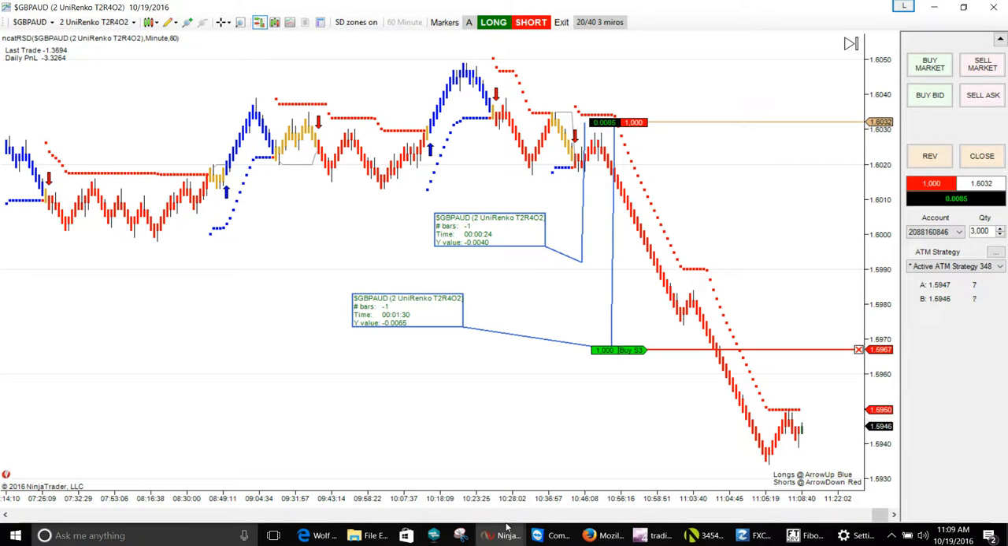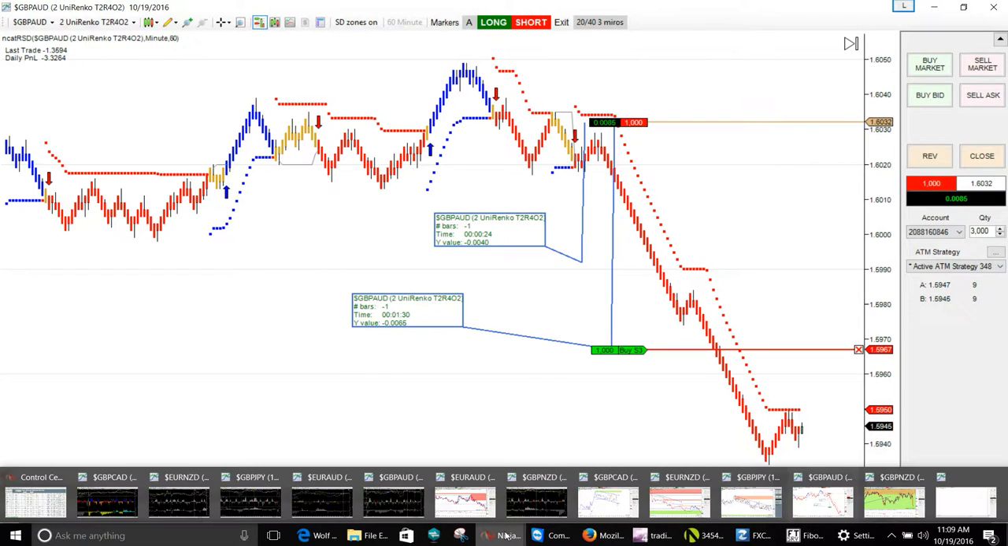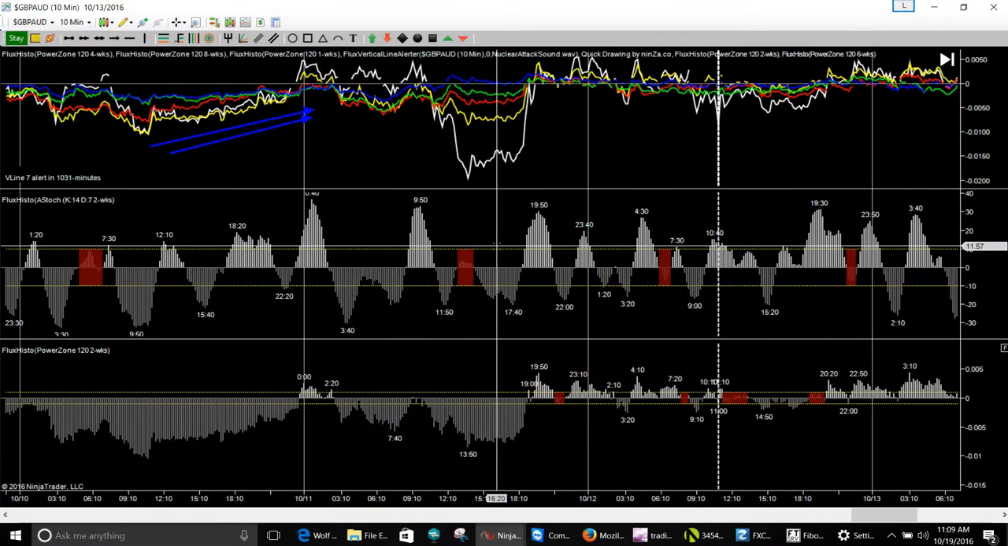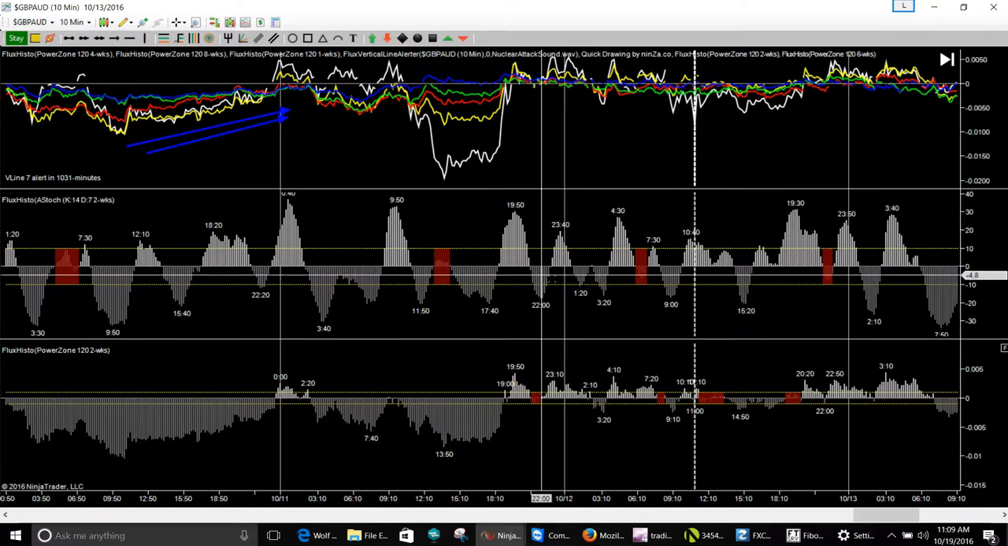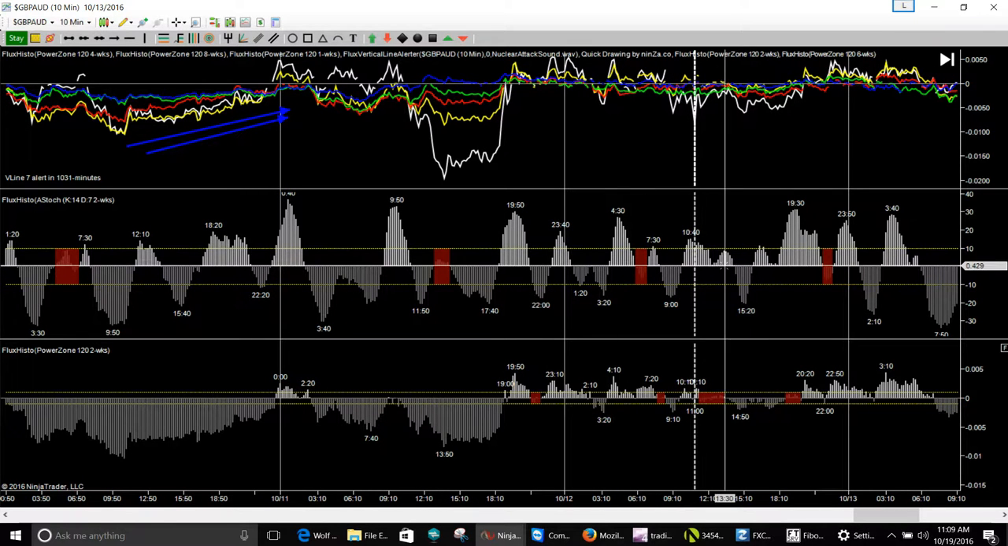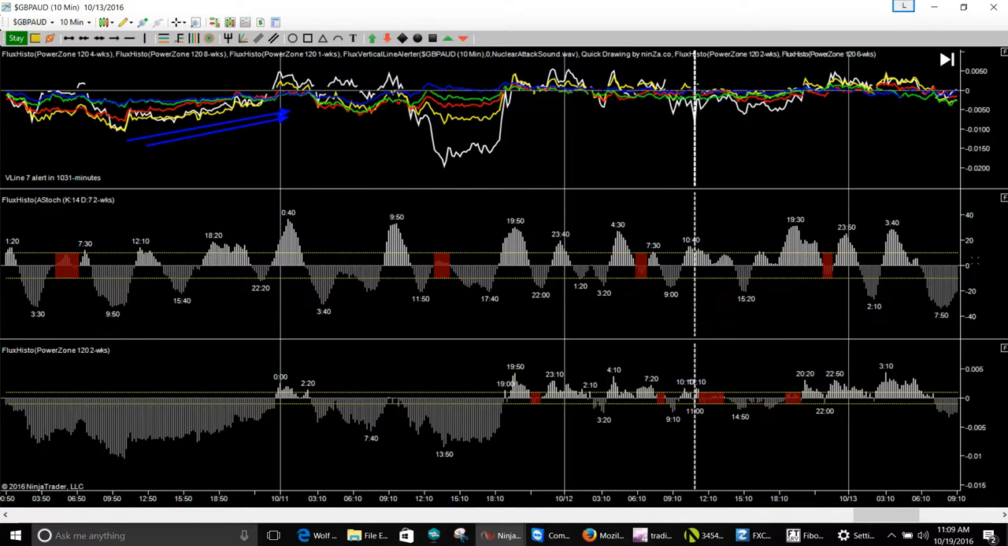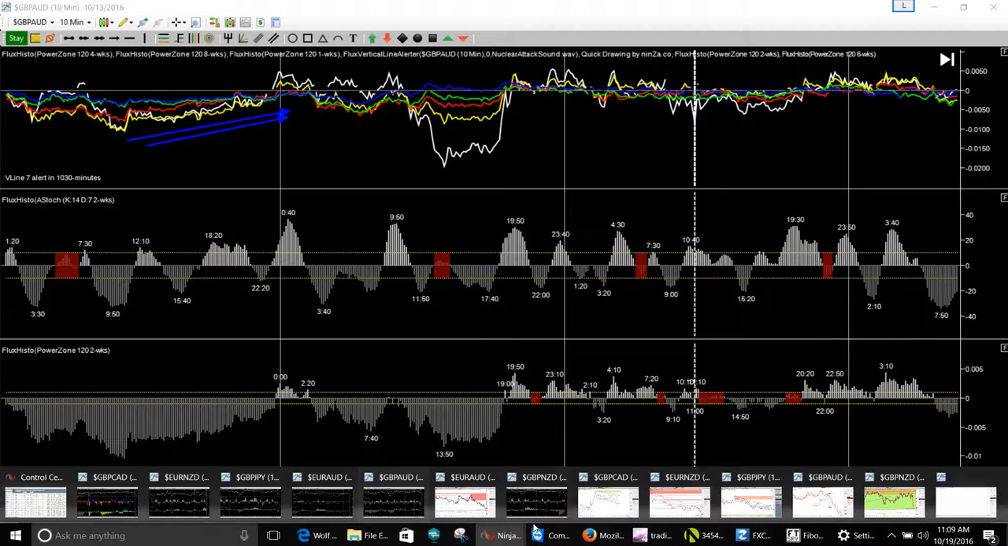So we're going to take a look at the power zone. See what the power zone has here. Yeah, 1040. It looks like we're still going to have some more down movement on the pound Australian dollar. Definitely have some more downward movement.